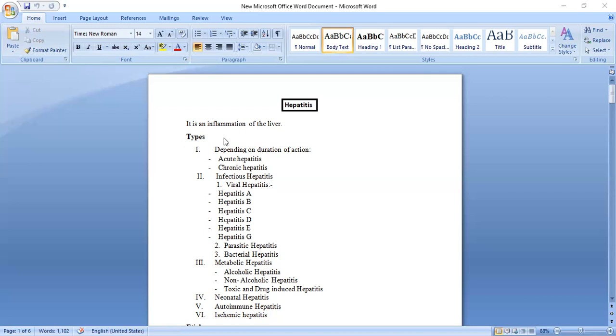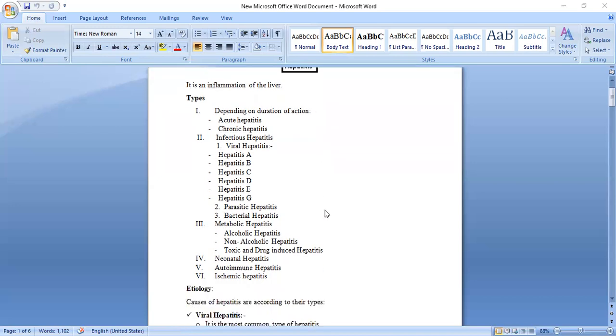Now see here, there are many types of inflammation of the liver. Depending on one type, that is the duration of the action, it is of two types: acute hepatitis and chronic hepatitis.